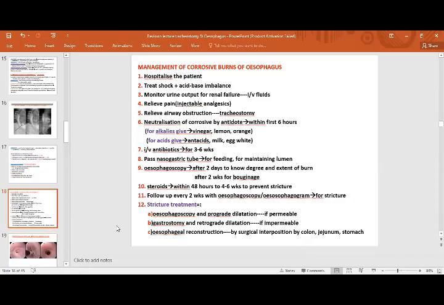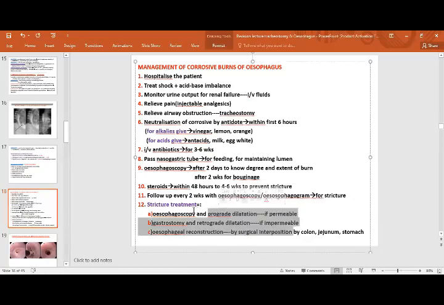And of course, we would pass the NG tube, for feeding as well as for maintaining the lumen. Esophagoscopy we are unable to do immediately, but after 2 days, just to know the degree and extent of the burn. After 2 weeks, bougie dilatation. Steroids are helpful to prevent stricture, and follow up every 2 weeks with esophagoscopy.